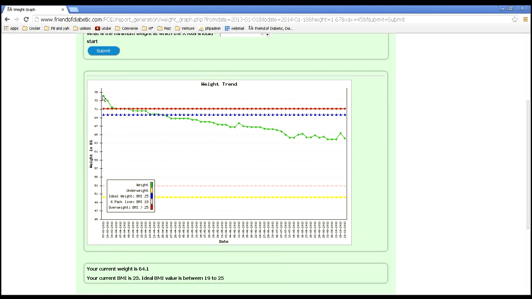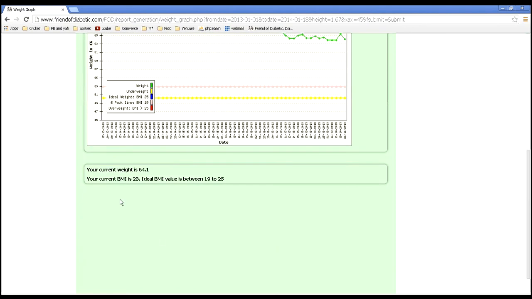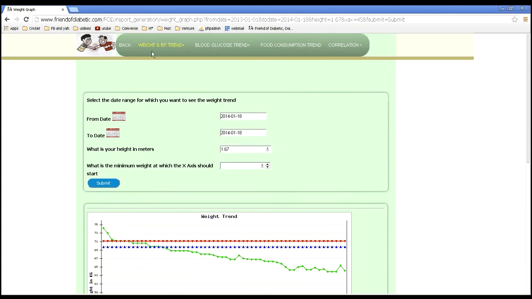If you see here, this person has moved from high 70s to somewhere around 65 kilos. This software uses your system parameters, where you have entered your height, to calculate the ideal BMI. That's why it becomes important to fill in the system parameters. It also displays your current weight and your current BMI, and tells exactly what the ideal BMI should be.